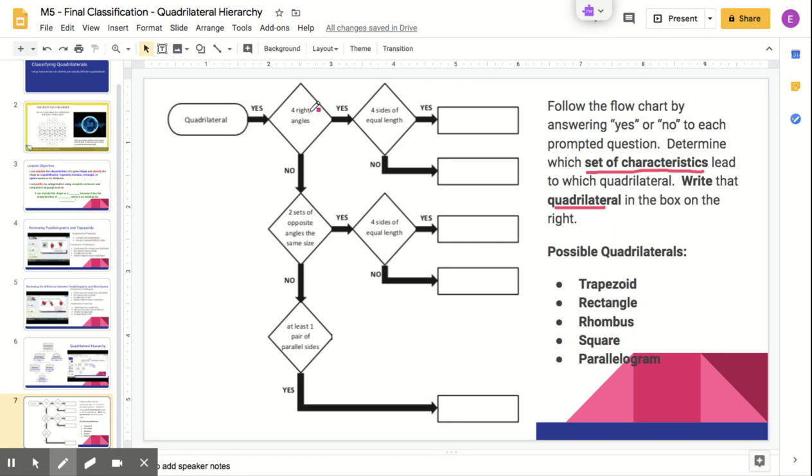Let's see, we have a quadrilateral. Yes. Is it a quadrilateral that has 4 right angles? So if it has 4 right angles, I know it can either be a rectangle or a square. So let's look further. 4 sides of equal length. Which of these 2 possible answers has 4 sides that must be equal in length? A square.